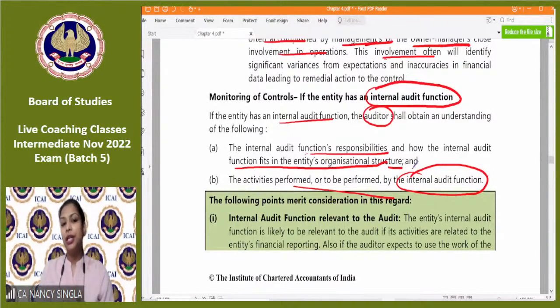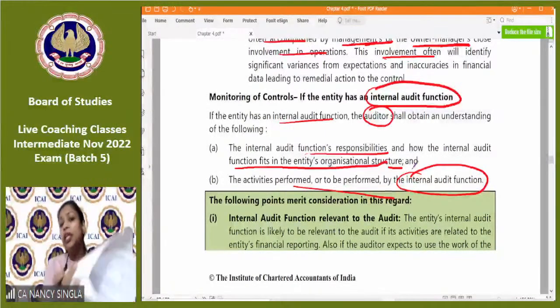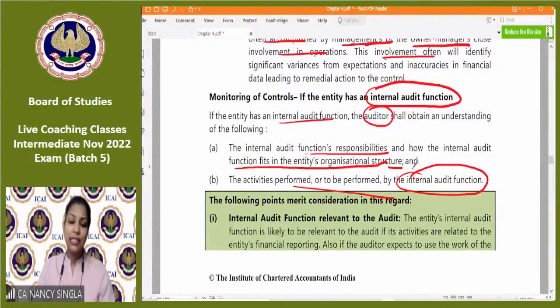The monitoring of control. Why are we studying the internal audit function here? Because when we do section 138, you will see that the companies that are required to have an internal auditor, in terms of section 138, may give the internal audit department the work to monitor the internal control, to look at risk management, or to see whether the laws and regulations have been complied with.